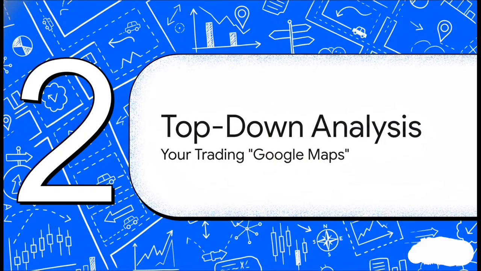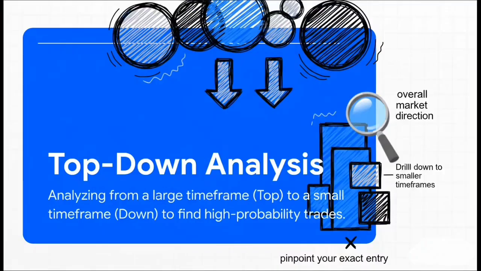And that is exactly where top-down analysis comes in. The best way to think about it is like having Google Maps for the markets. It's a system that makes sure you're always aware of the traffic, the main roads, and your final destination before you ever start driving. So what does that actually mean? Well, it's a method where you start big, you start on a large time frame to figure out the market's main direction, and then you drill down to smaller and smaller time frames to find your perfect entry point. You're always going from the general to the specific, from the top down.